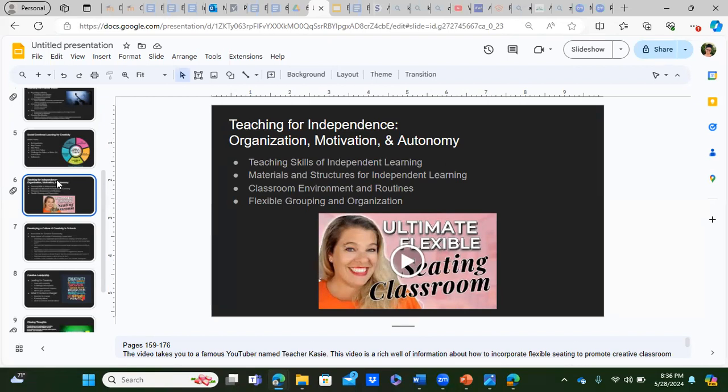The next is about making sure that you have a classroom environment and routines that are conducive to creativity. The physical arrangement of the classroom can send messages to students about the role of independence, choice, and creativity in the class.